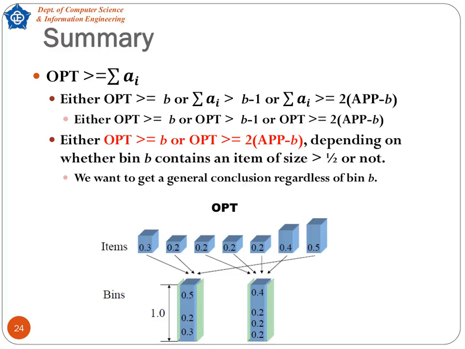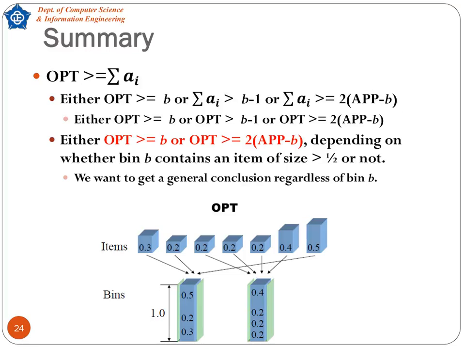This leads us to a crucial refinement, highlighted in red on the slide. Specifically, either OPT is greater than or equal to B, or OPT is greater than or equal to 2 times APP minus B. This relationship, as we've seen, hinges on whether a specific bin, labeled A, contains an item larger than 1/2. Our overarching goal, however, is to arrive at a general conclusion that holds true universally, irrespective of the specific characteristics of bin B itself.